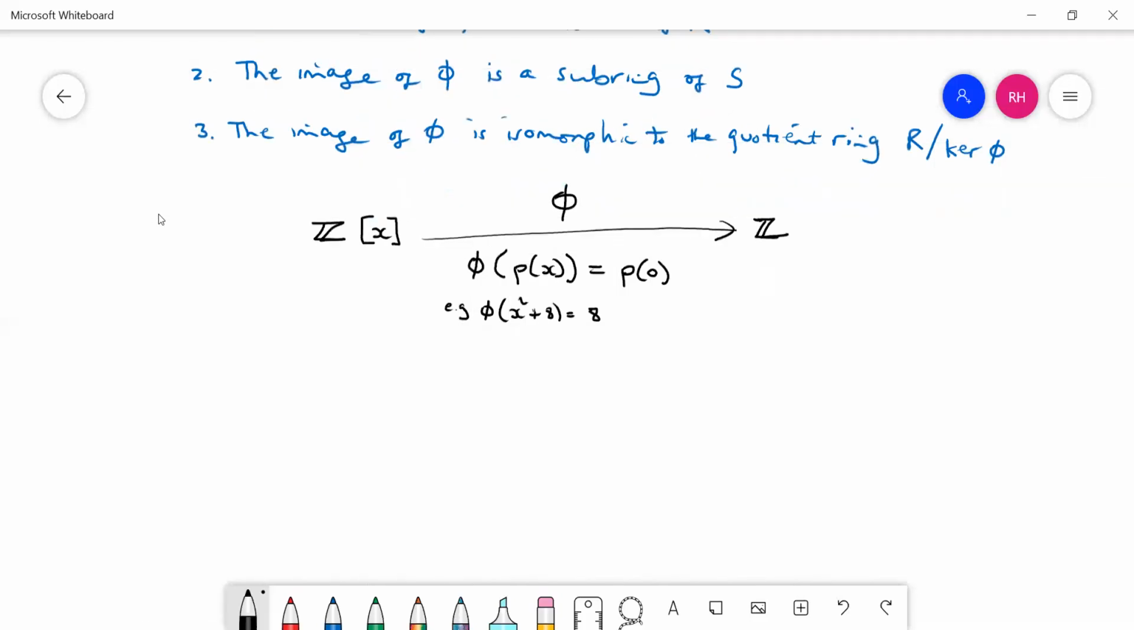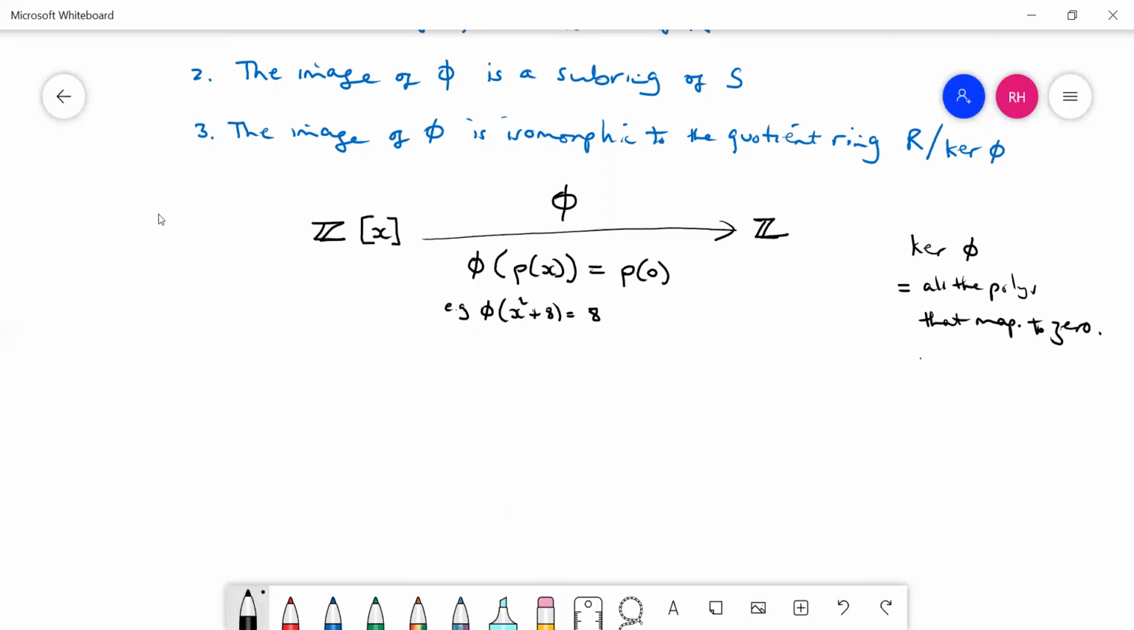Okay, now let's just think about what's the kernel of phi, because we're going to need that. The kernel of phi is all the polynomials, in this case obviously with integer coefficients, that map to 0. So you think about it, this one here, this is not part of the kernel, because when I map it I get 8.